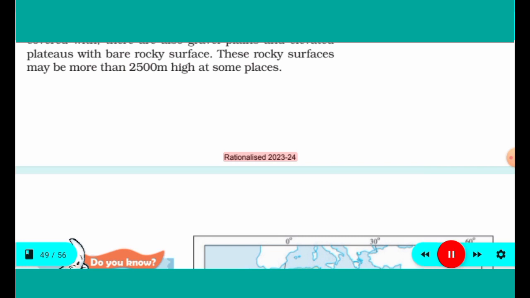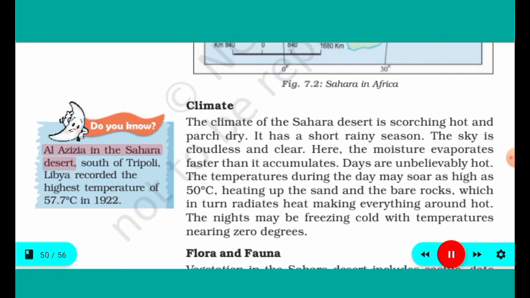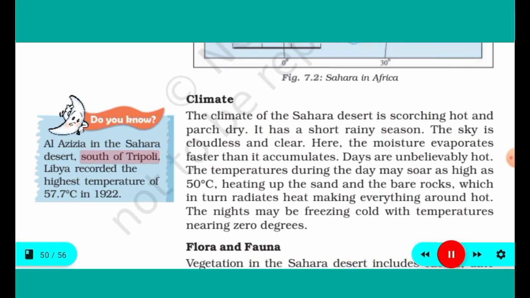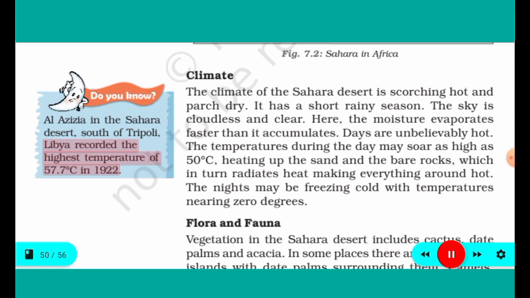Our environment. Do you know? Fig. 7.2. Sahara in Africa. Al-Azizia in the Sahara Desert, south of Tripoli, Libya recorded the highest temperature of 57.7 degrees Celsius in 1922.